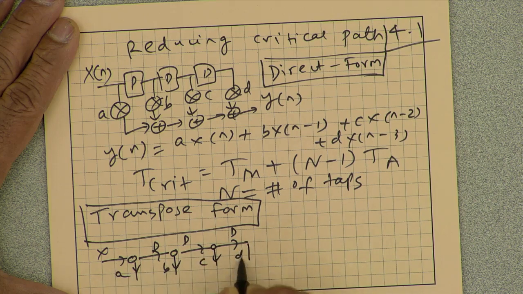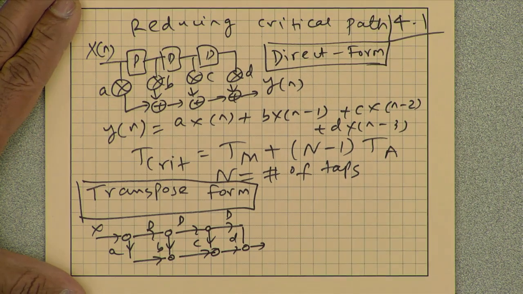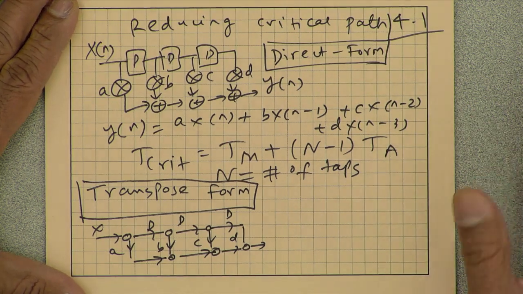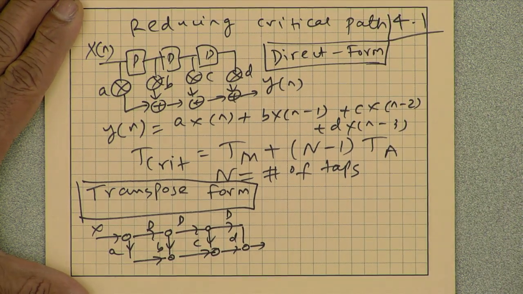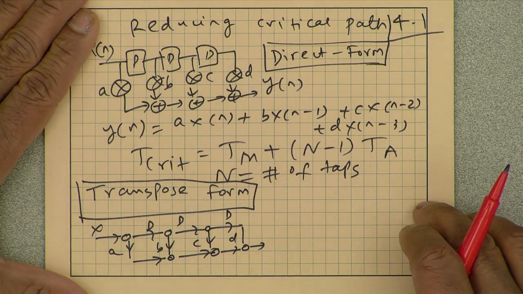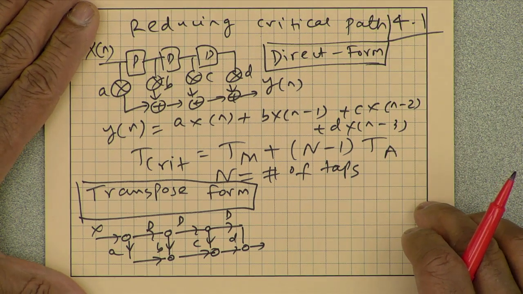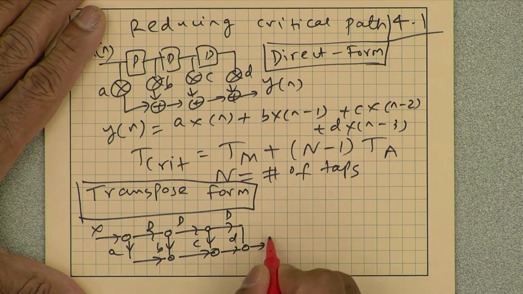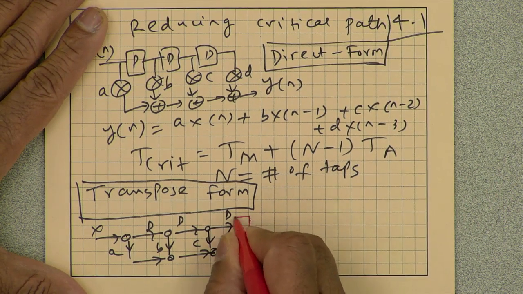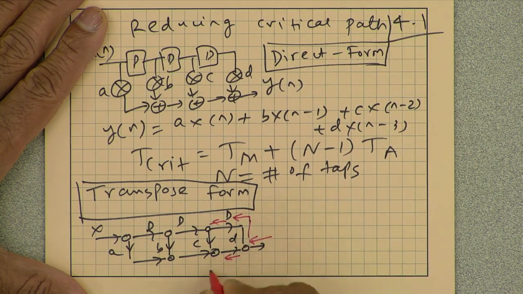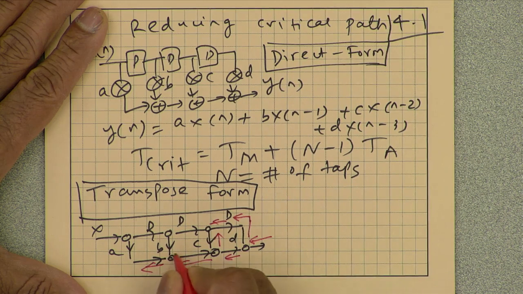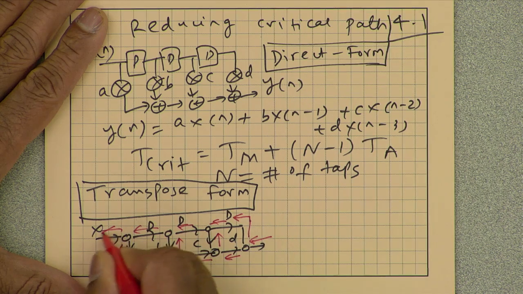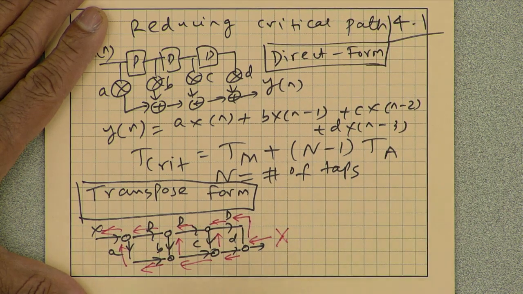A, B, C, D. Okay, so that's the original signal flow graph. The idea of transposition means you simply reverse the directions of the edges. So if I reverse these edges, indeed this becomes our input x and that becomes our output y.